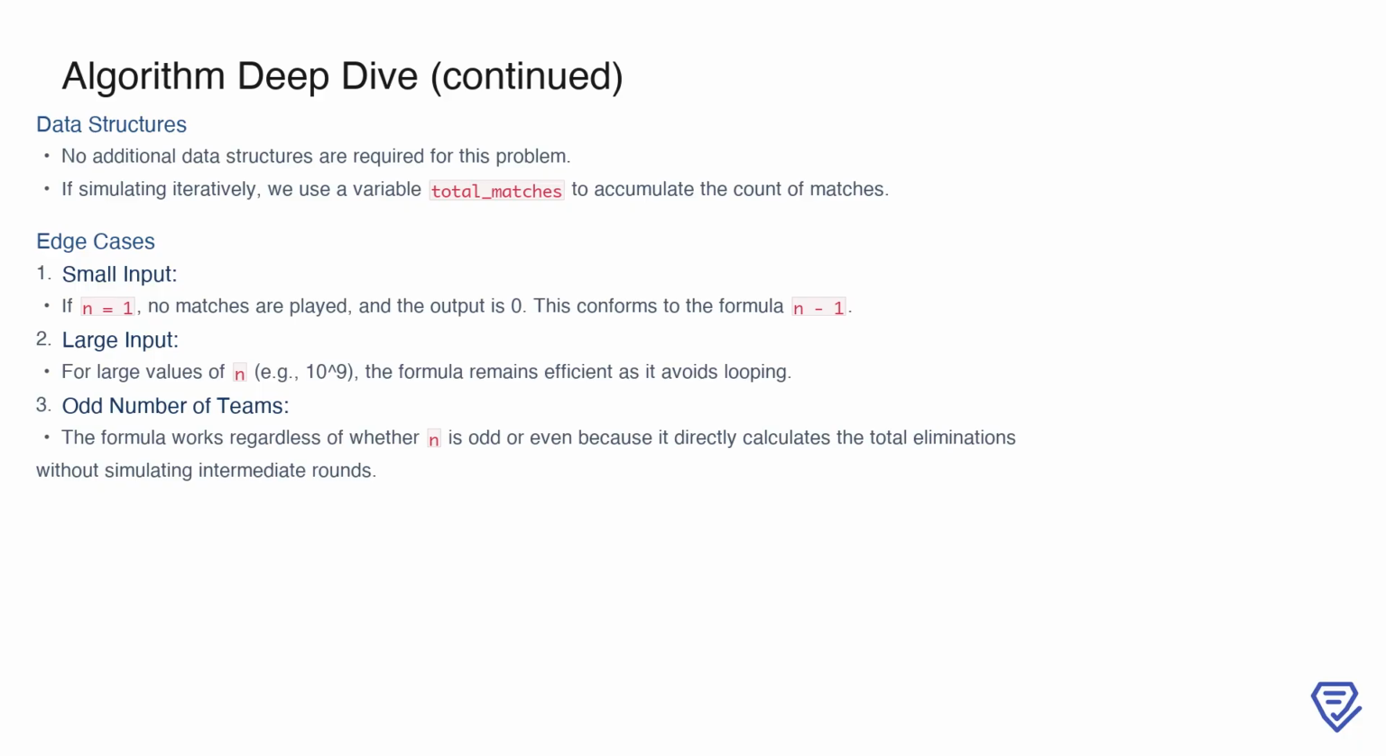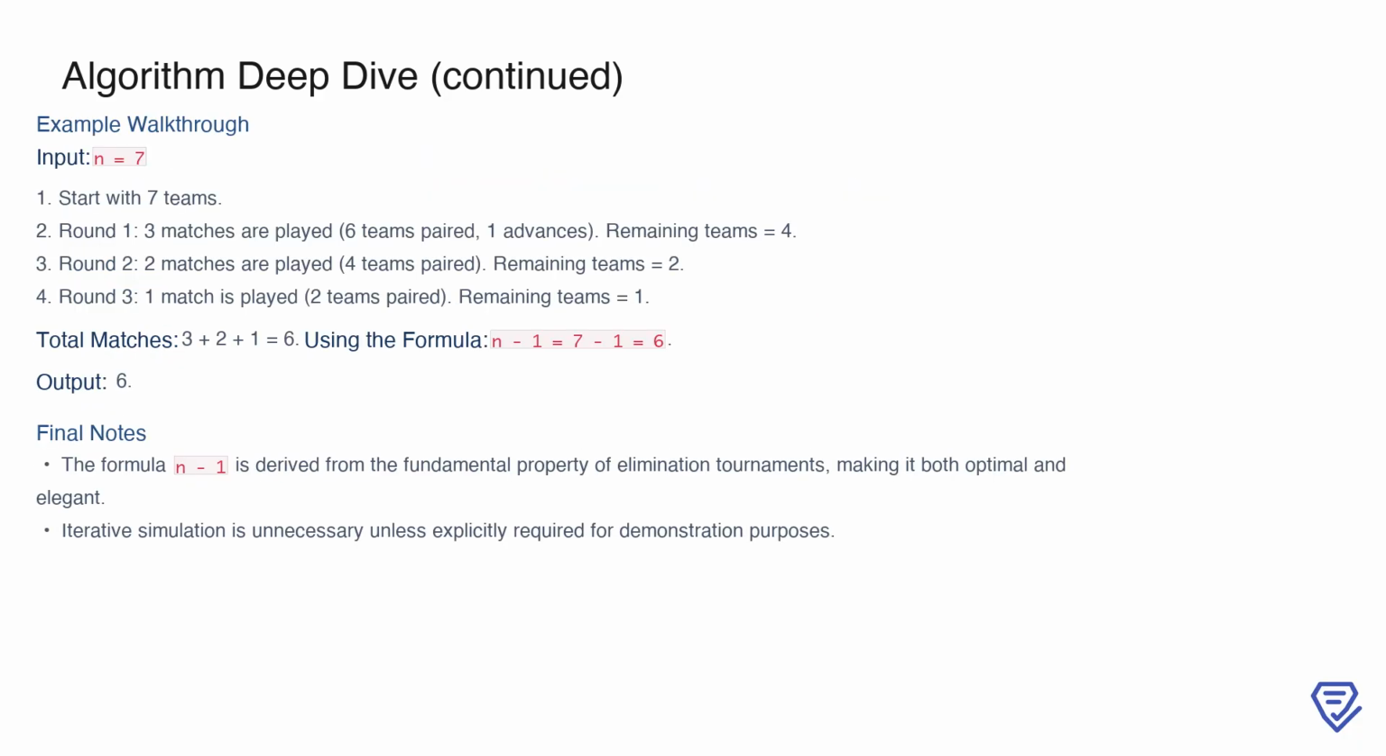For the smallest input, when n equals 1, no matches are played, which aligns perfectly with the formula n-1, giving an output of 0. For very large values of n, such as 10^9, the formula remains efficient because it avoids any iteration, making it scalable even for the largest inputs. Finally, when the number of teams is odd, the formula still holds because it directly calculates the total eliminations required to determine a winner, without needing to simulate the intermediate rounds. This makes the solution robust and applicable to all valid inputs. Let's walk through an example to solidify our understanding.